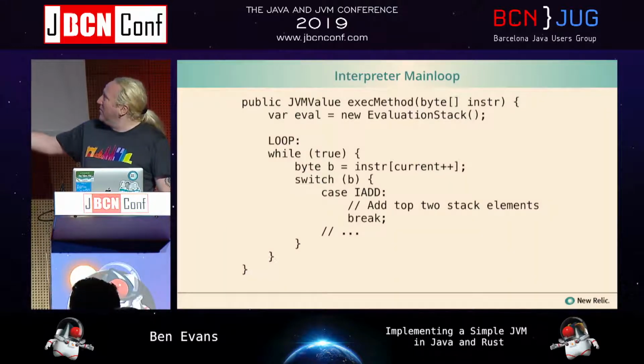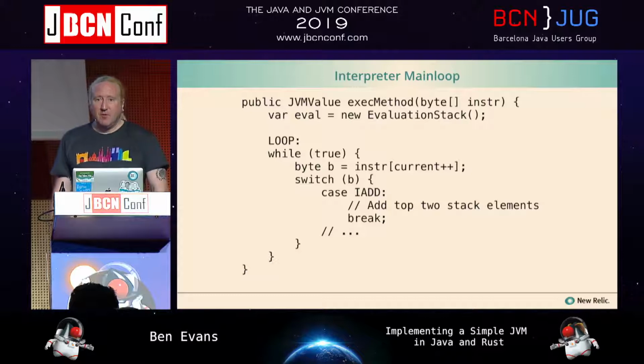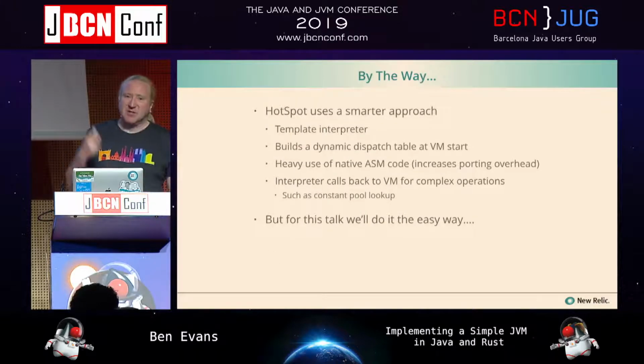So while we're in the loop, we take an instruction from the byte array, and of course increment the current location where we are, switch on it, and then we'll have these symbolic constants for each of our cases. Okay, sound good? Everyone following so far, I hope? Good. By the way, HotSpot doesn't actually do that.